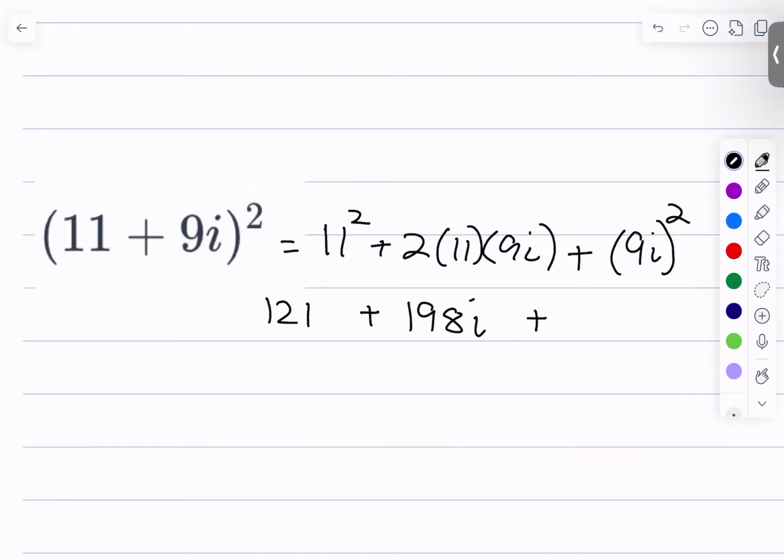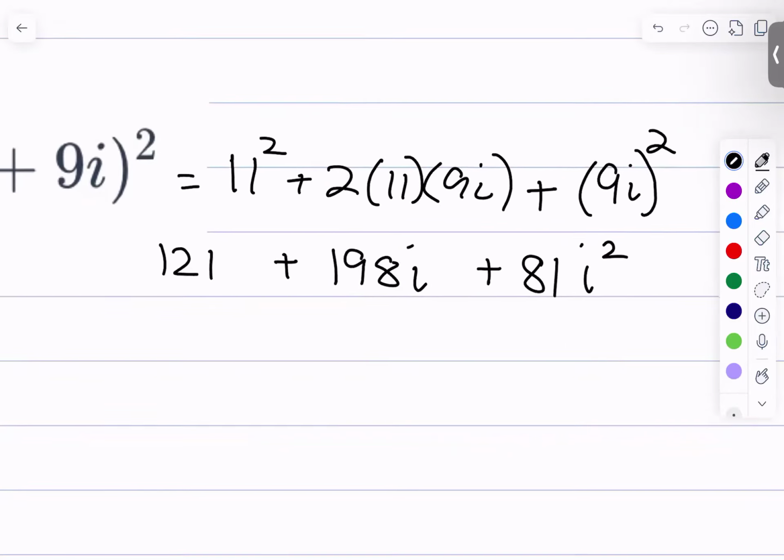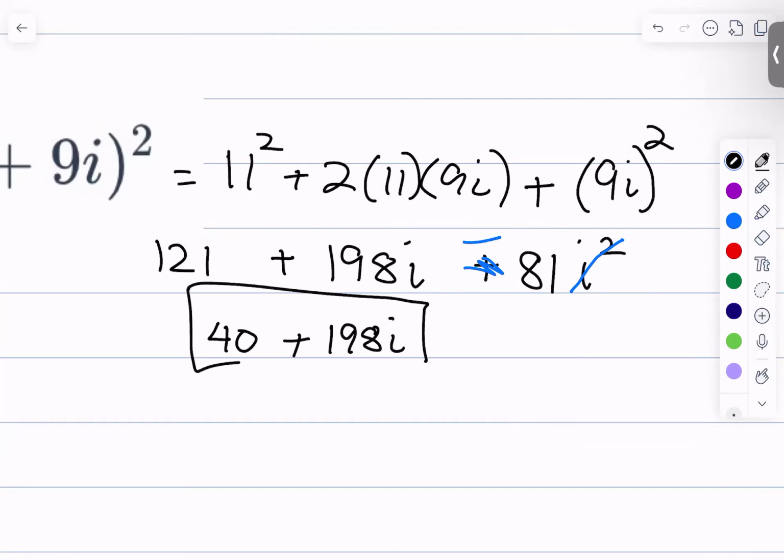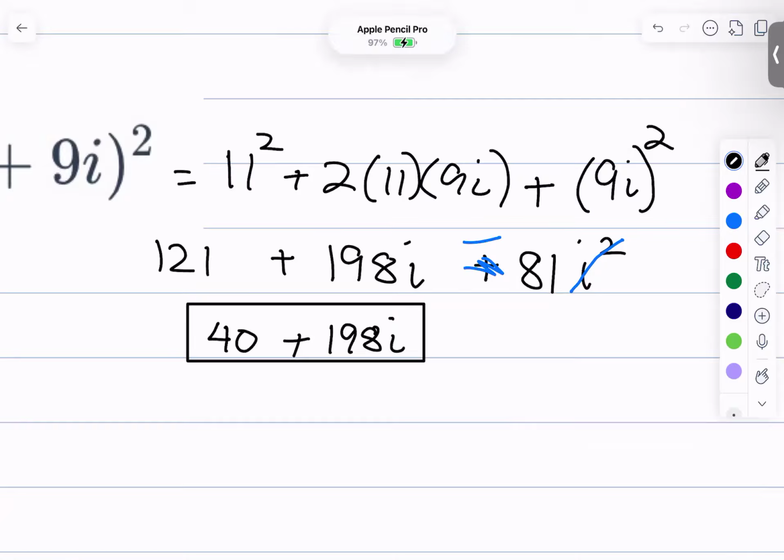plus 9i quantity squared, that's 9 squared, which is 81, i squared. Okay? So remember, when I see an i squared, I'm just going to make it negative. Make it negative 81. So 121 minus 81, that'll be 40, plus 198i. And that's my solution there. Okay?